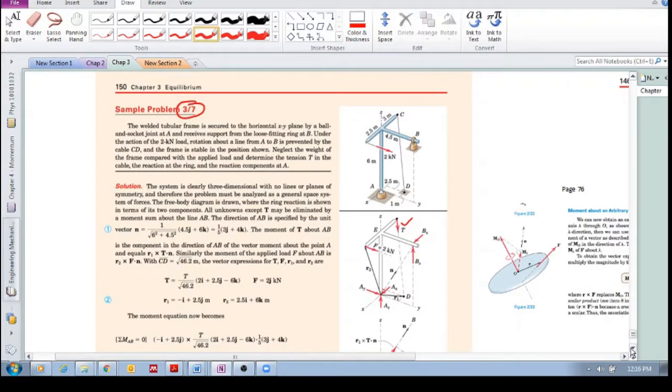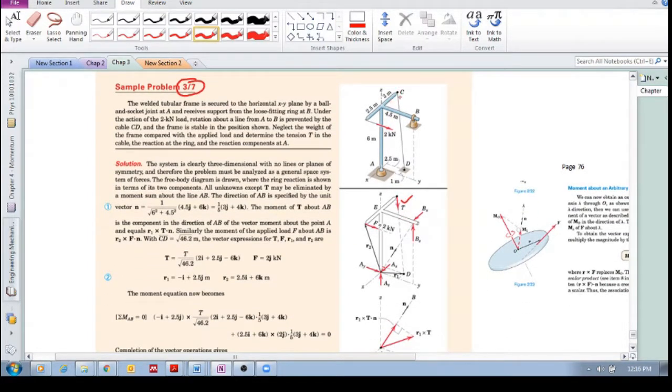Okay, so step 1, free body diagram. Replace the cable with the tension T. We have the force F equals 2 kilonewton. We replace the ball and socket with reaction forces in the X, Y, and Z. And we replace this with simply a force in the X and the Z.